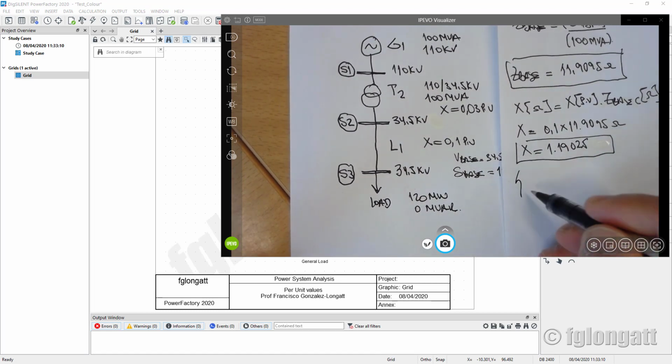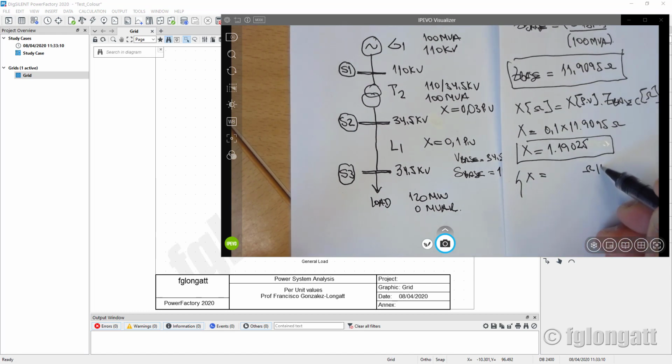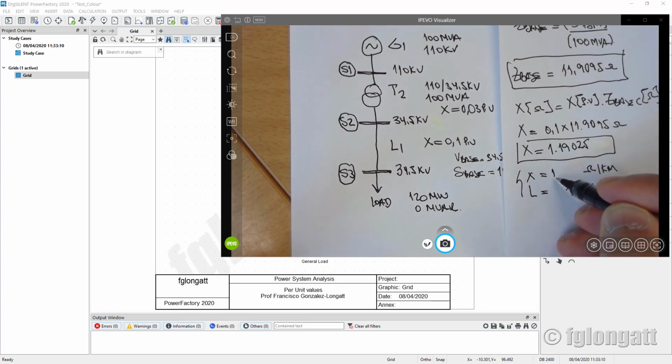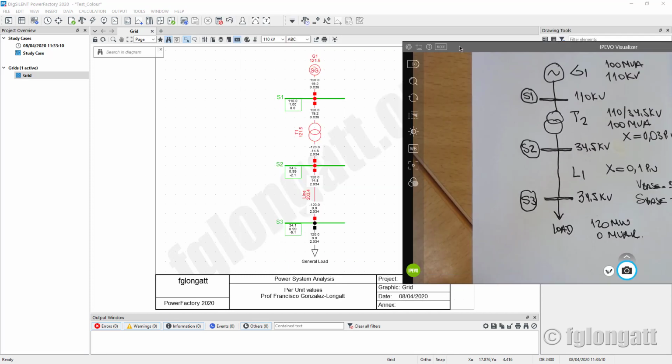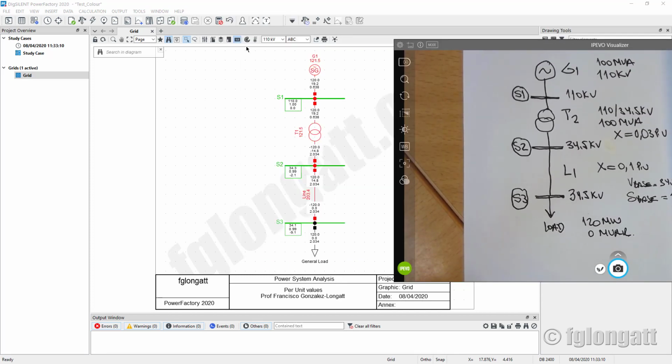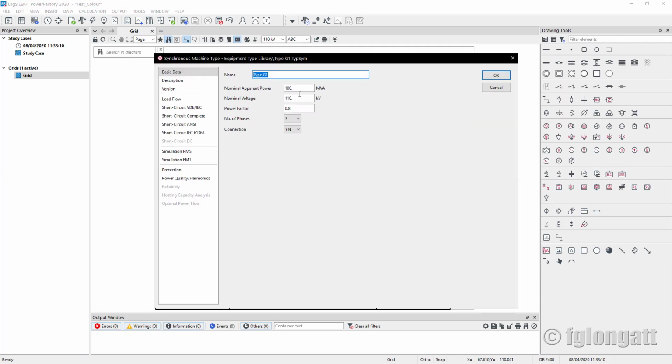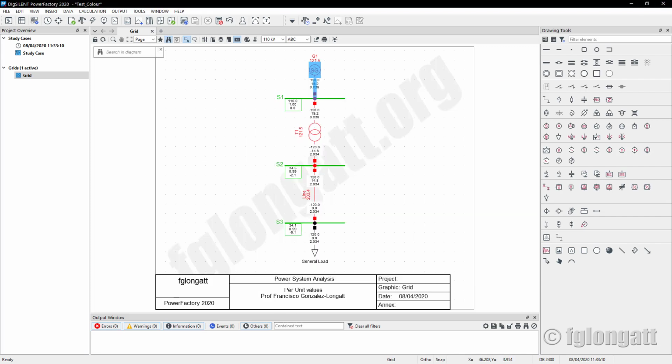What you need to put inside PowerFactory is ohms per kilometer, and you need to define the length in kilometers. One solution, you can use here 1 kilometer, and here you can use 1.19025, and you will get here the 1.19 ohms. Yes, that is what I will be using now. Let me put here, and you can see that I already created the system. Here you have 100 MVA, 110 kV, as I presented before.